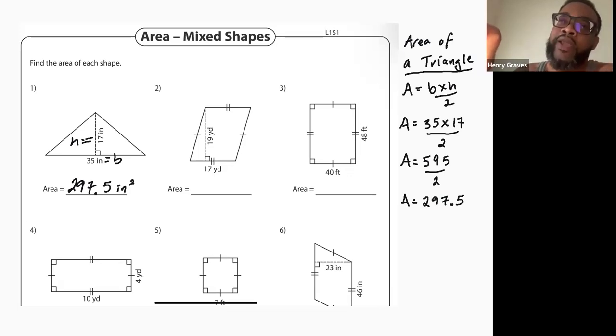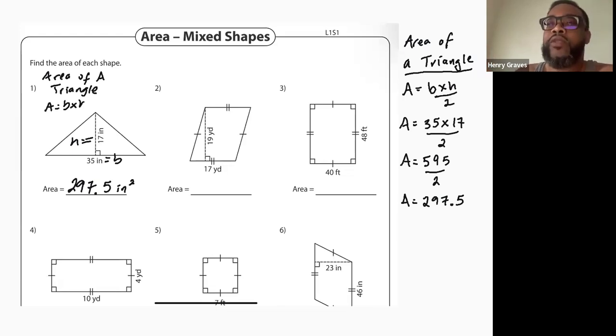So I'm gonna write the formula right here. Area of a triangle is equal to base times height divided by 2. So of course I did 35 times 17 divided by 2, which gave me 595 divided by 2. And that's how I got my answer of 297.5. So that's the black right there that goes with the area of a triangle.